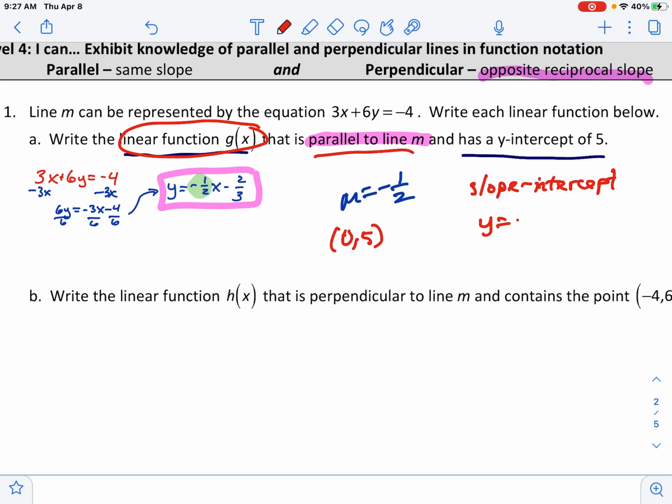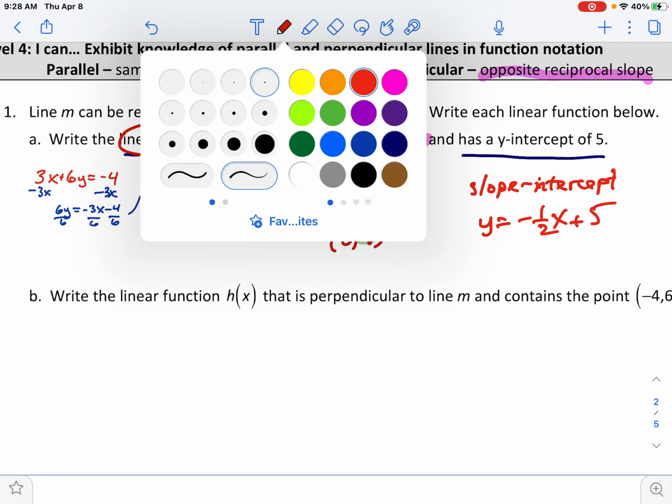So that's the y equals mx plus b. But we know an m. We know the m has to be our parallel slope, which is the same, negative 1/2. Then you still have to have the x there. Plus b, our b is our y-intercept, and we know that, that's 5. So this would be the equation of the line that is parallel to the original equation and has a y-intercept of 5, except it's not a function.